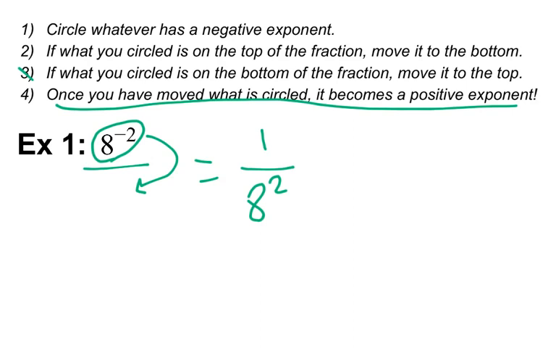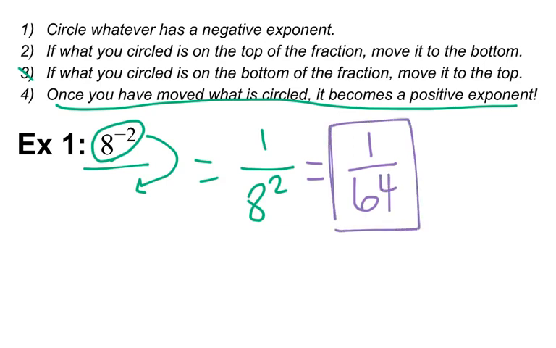And then from here, we want to simplify. So what is 1 over 8 squared? Well, 8 squared gives us 64, right? So I write 1 over 64. And then we're done. That's all you do. You just move it, and that's it. It becomes positive.